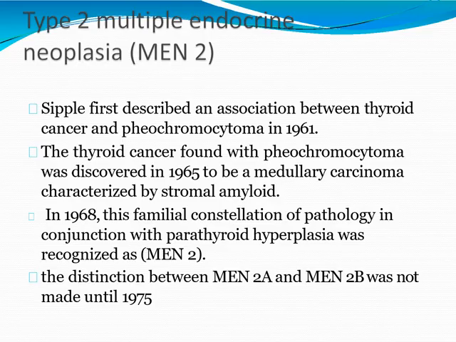Then MEN type 2. It is also called Sipple syndrome because Sipple first described it in 1961. The thyroid cancer found with pheochromocytoma was discovered in 1965 to be a medullary carcinoma characterized by stromal amyloid. In 1968, the familial constellation of the pathology in conjunction with parathyroid hyperplasia was recognized as MEN2. Before that, the term was not used, and the distinction between MEN2A and MEN2B was not made until 1975.